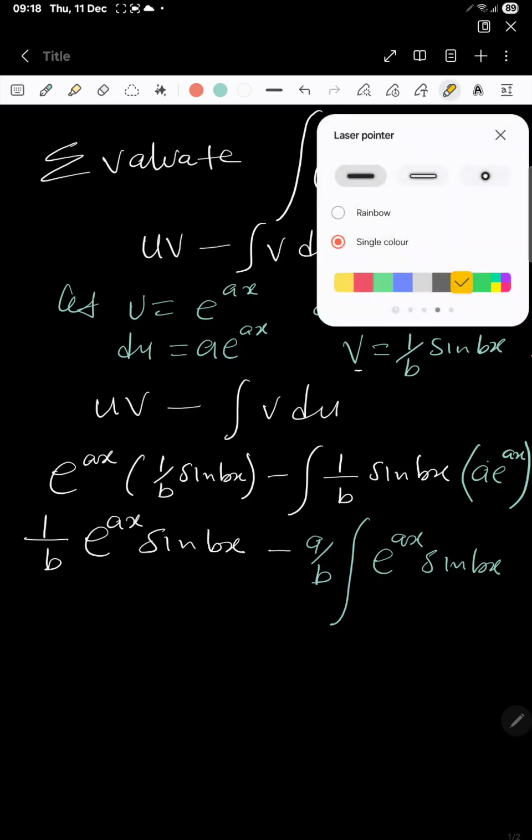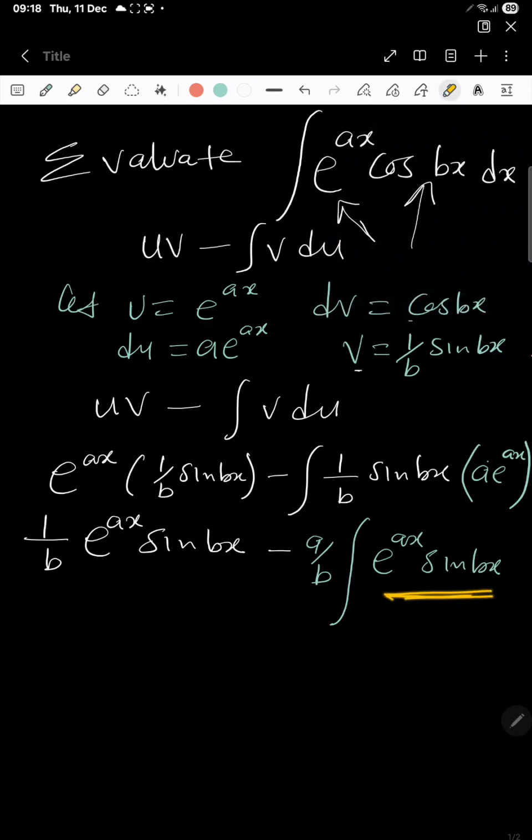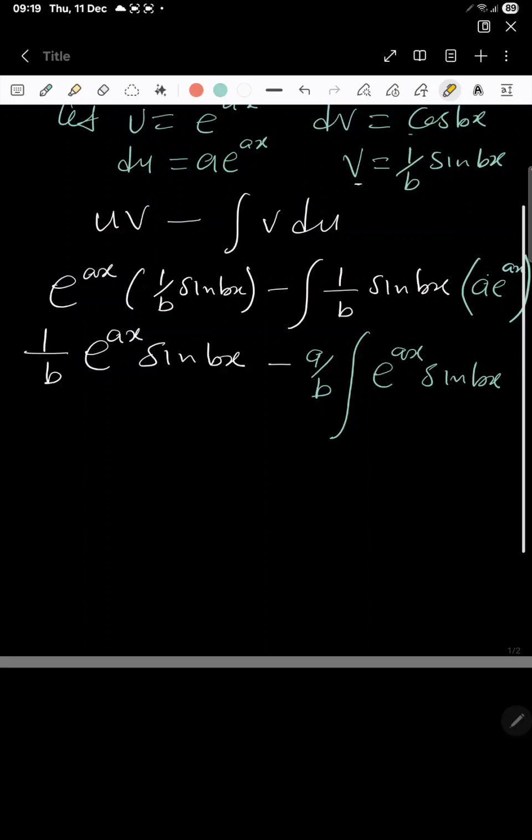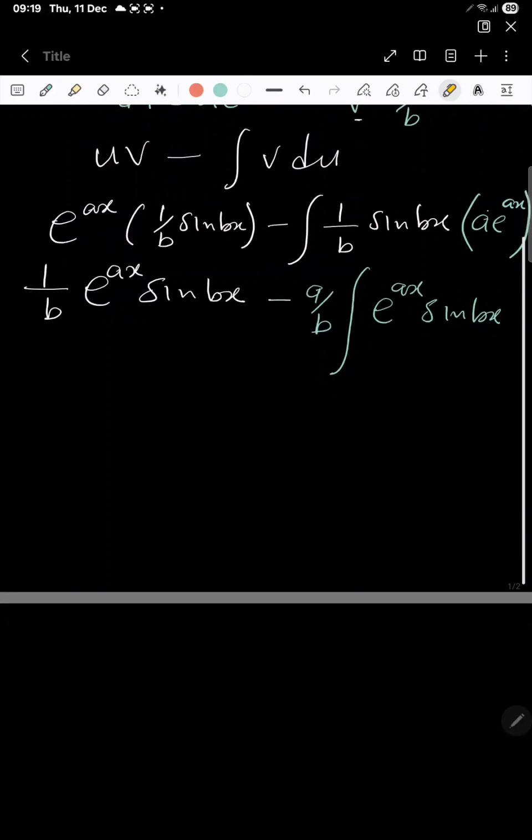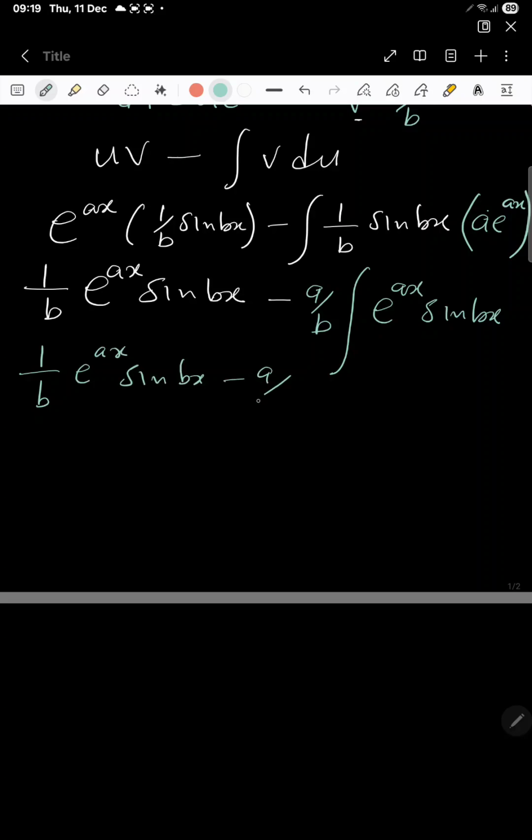And then from here, what we're going to do is very simple: integrate this one further. We need to integrate this part here in order to get our final answer. So we're going to keep this one and then integrate this part here. By doing so, we'll say this is 1 over b e to the power ax sine bx minus a over b.